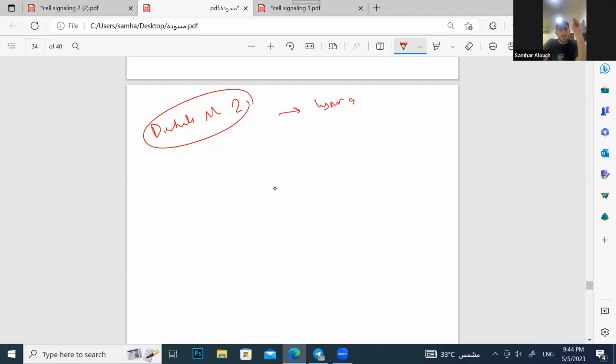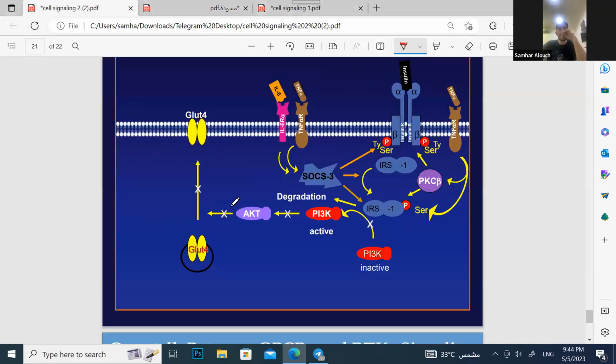So in diabetes mellitus 2, we have insulin, but it can't cause its action because the signaling pathway is interrupted. So there is no response, and we have very high glucose, because insulin can decrease glucose. So we have hyperinsulinemia and hyperglycemia because insulin is not doing its action. Why is insulin not doing its action? That's because its signaling pathway is interrupted. For example, it's activating IRS1, but IRS1 is not activating PI3K, or PI3K is not activating AKT, or AKT is not activating GLUT4. So the whole signaling pathway inside is interrupted.